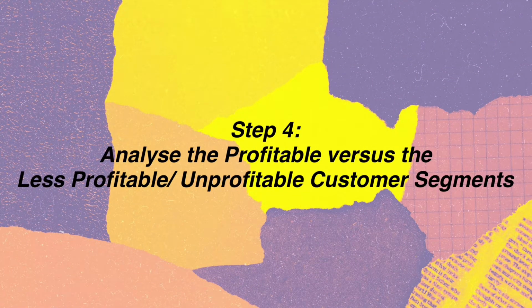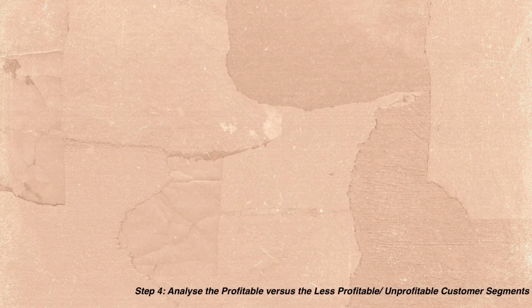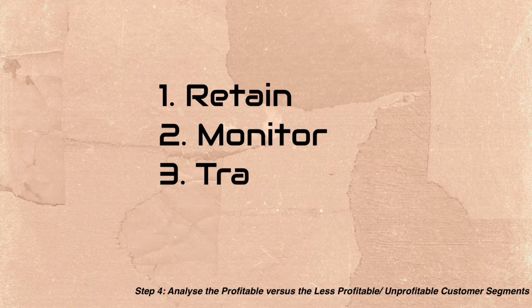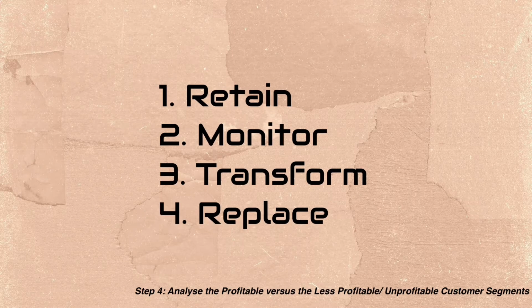Next is step 4. Step 4 is where you have to analyze the profitable versus the less profitable or unprofitable customer segments. In this step, there are 4 important things that you have to consider when you analyze the customer segments. They are retain, monitor, transform, and replace.